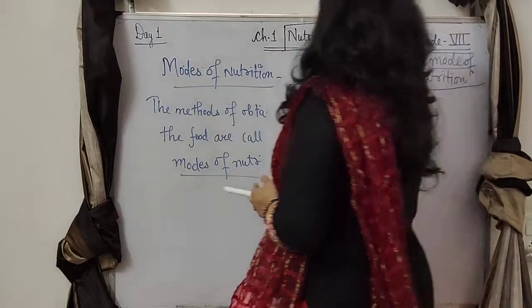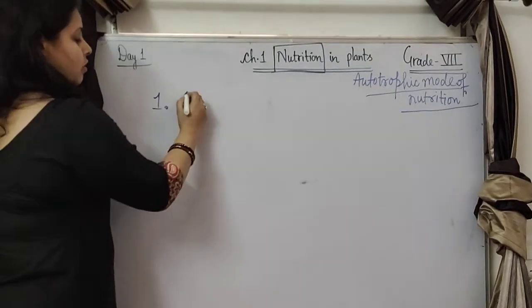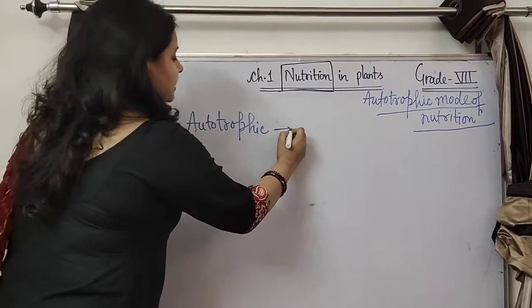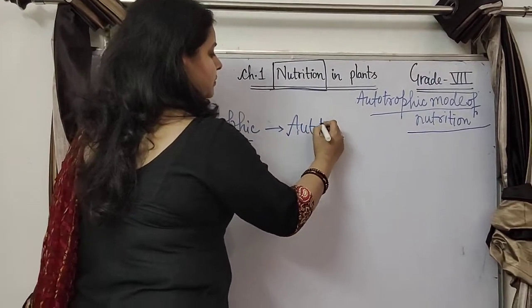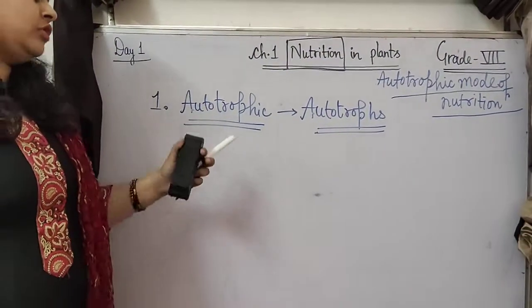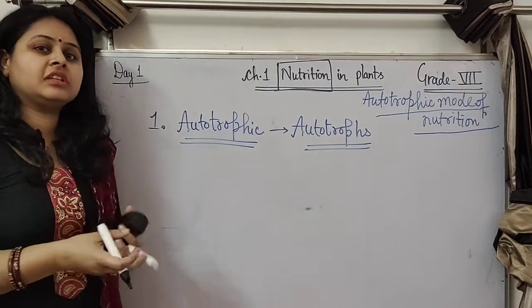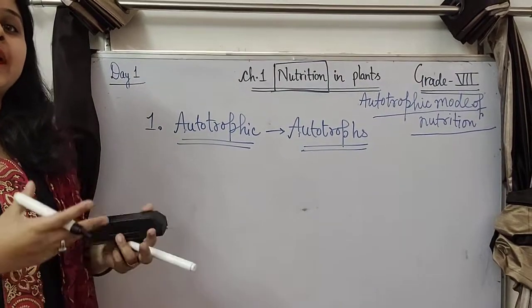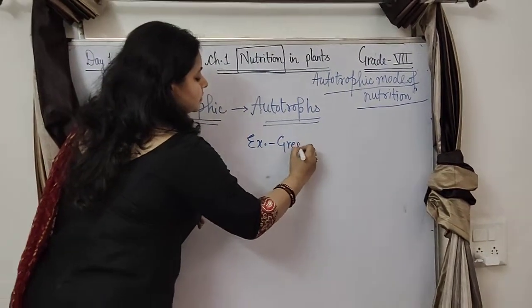Now, what is autotrophic mode of nutrition? This mode of nutrition is basically shown by autotrophs, where you all know autotrophs are those organisms that are capable of producing their own food. That means for their food they are not dependent on any other organisms, like green plants.